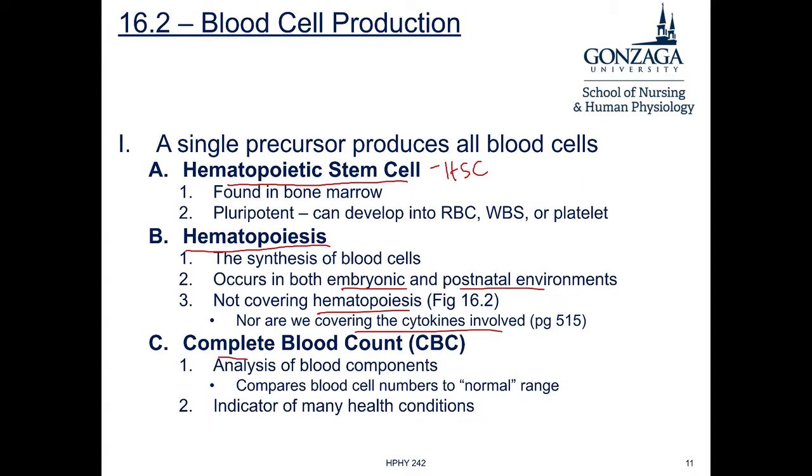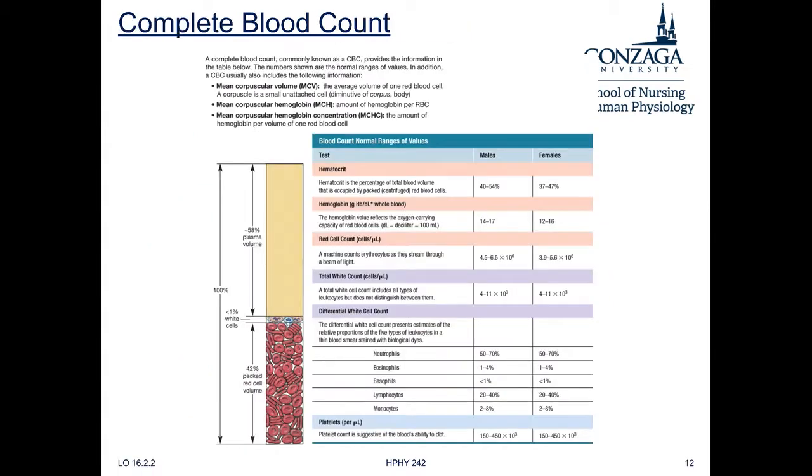Instead, I want to focus more of our time on understanding what a complete blood count, or CBC, is. So this is a clinical analysis of blood components, and the goal here is to compare a sample of one's blood to what we call a quote-unquote normal range. CBCs are a very easy, cheapish, I should say, diagnostic tool, but it can be a very valuable indicator of many health conditions. It provides very quick insight to physicians and their teams on what's possibly going on with a patient.